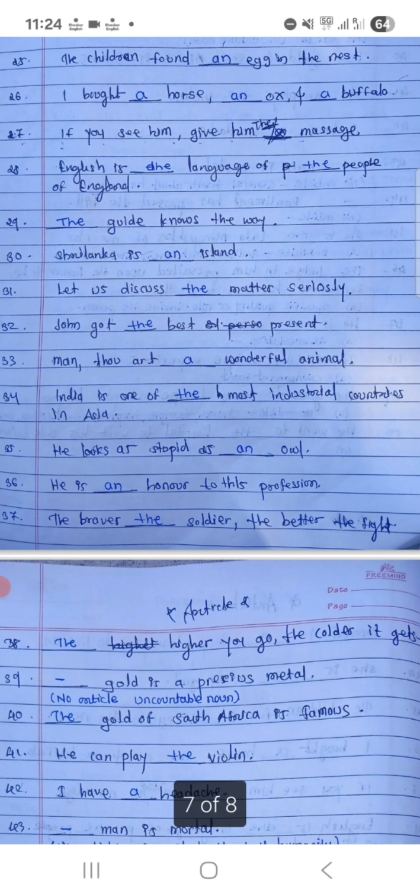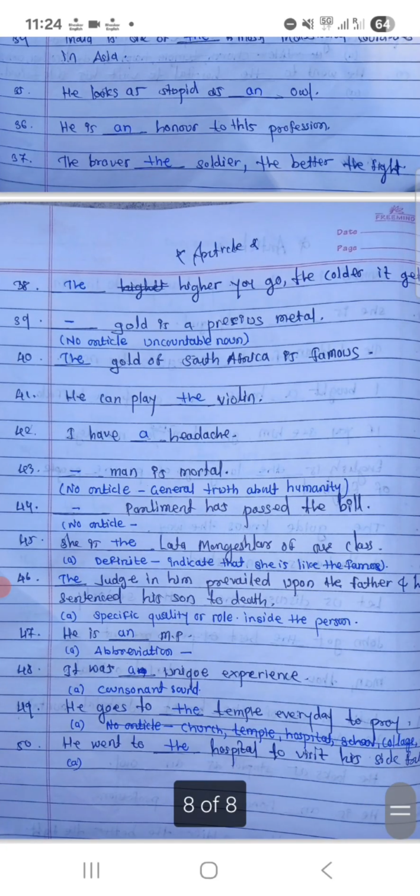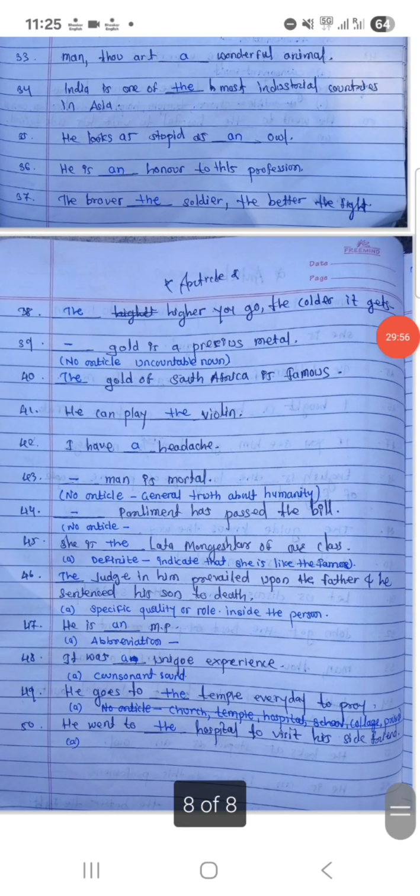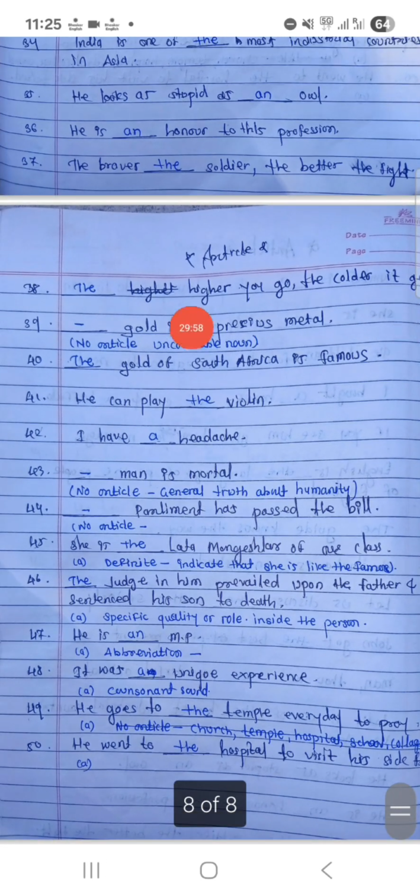Next, the higher you go, the colder it gets, so use the article here: the higher, talking about the higher you go, for that reason use the here. Next, no article, because gold is a precious metal. I told you, unique things are there, gold is a unique thing, but it's a noun. Talking about gold, it's an uncountable thing, not countable, so for that reason use no article.